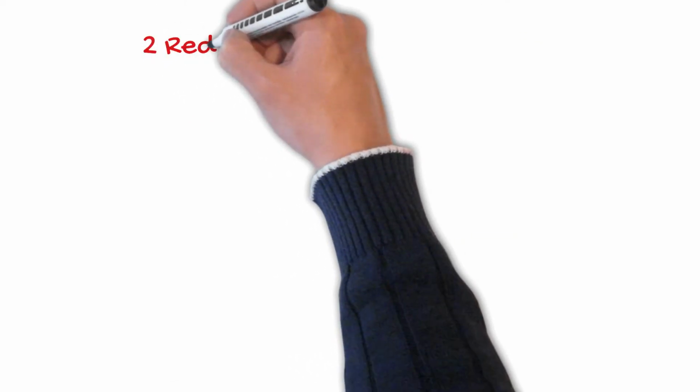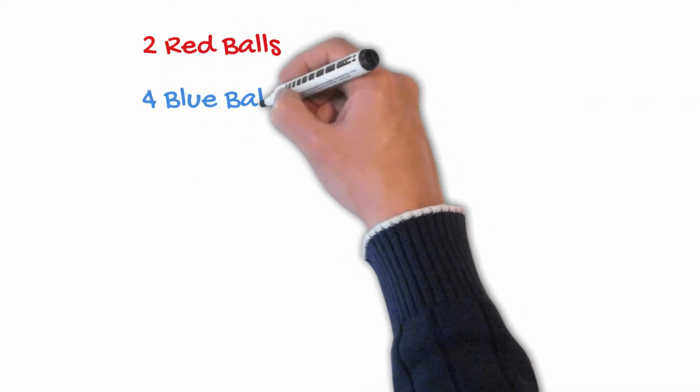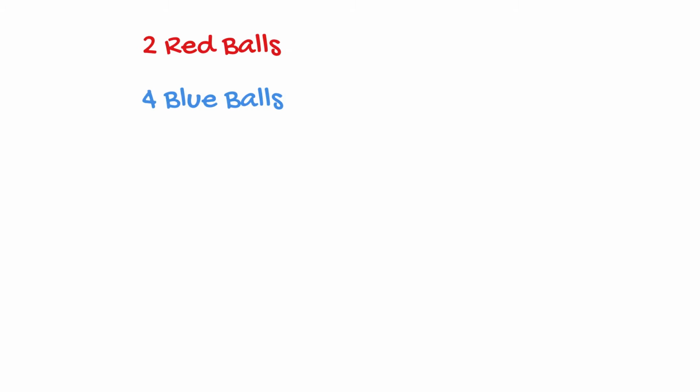For example, suppose we had 2 red balls in a bag and we had 4 blue balls in the bag. And we stick our hand in the bag and pick out a ball without looking. So we're asking the probability of getting a red ball.